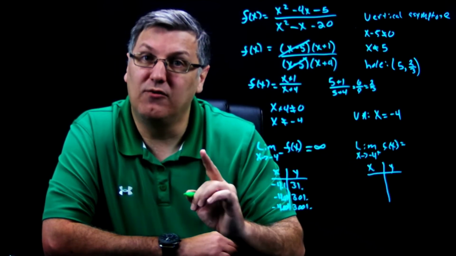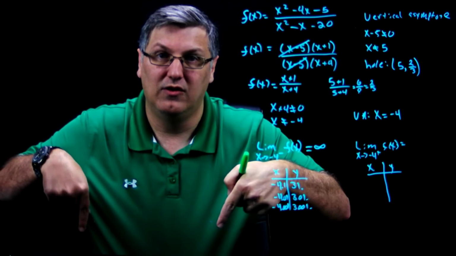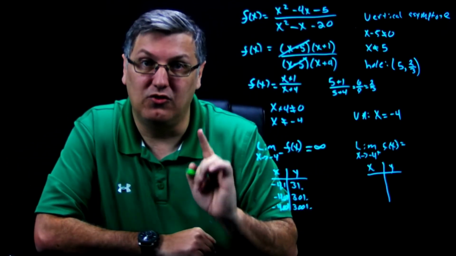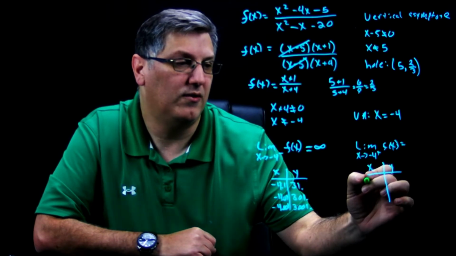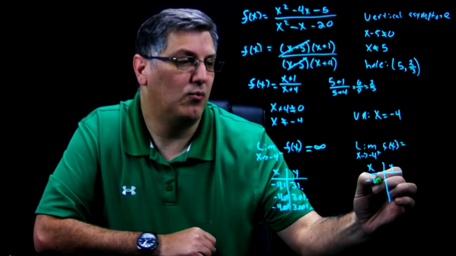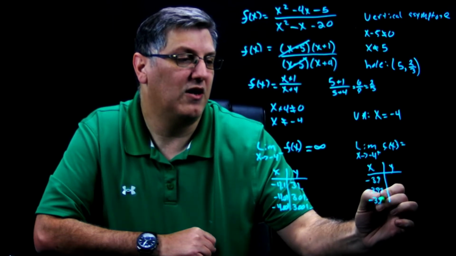Now, don't ever assume that they're always going opposite directions, because they can be going in the same direction. So don't assume it. Always do your tables. Now we're going to come from the right, which is going to be negative 3.9, negative 3.99, negative 3.999.